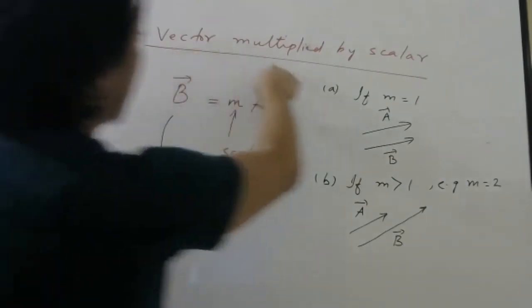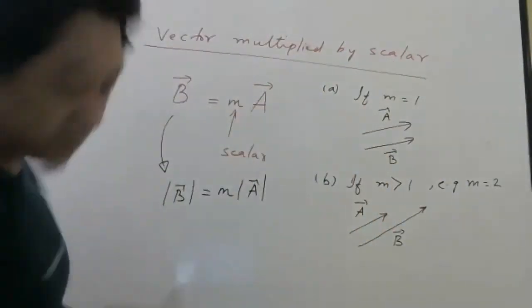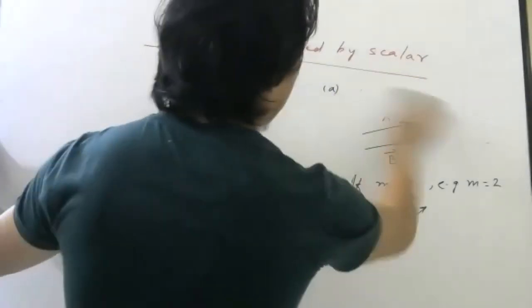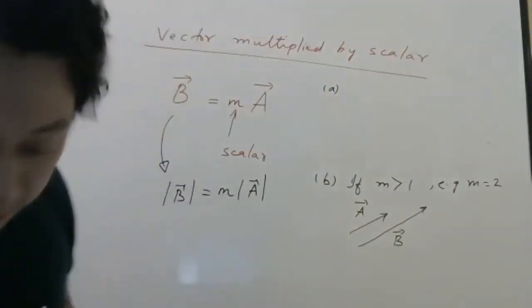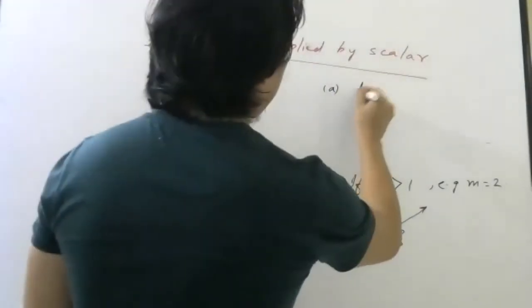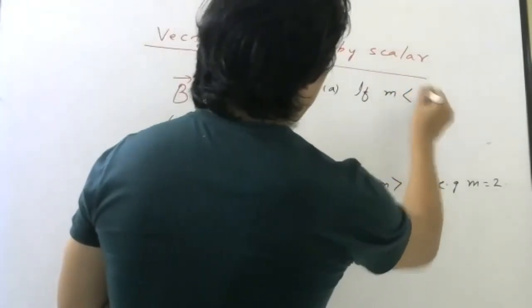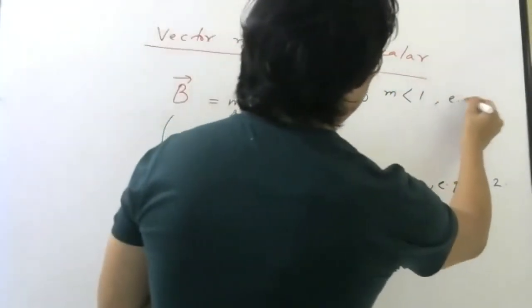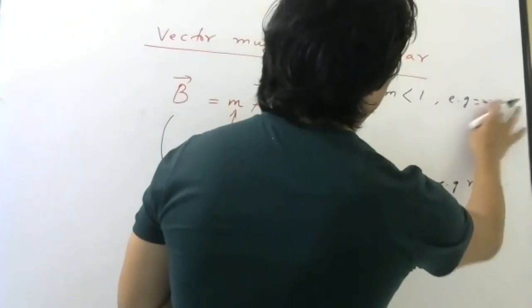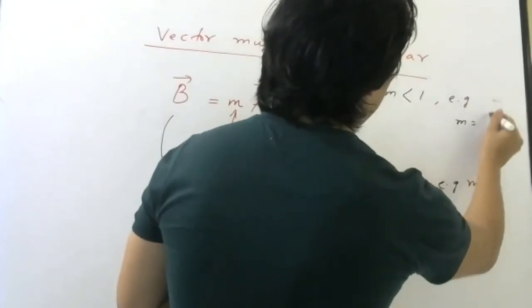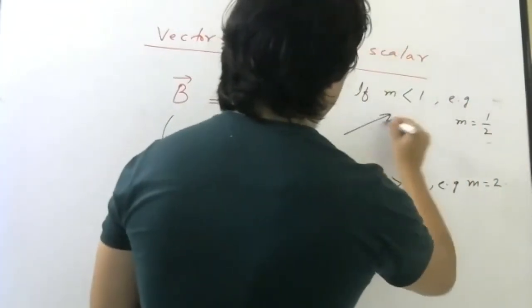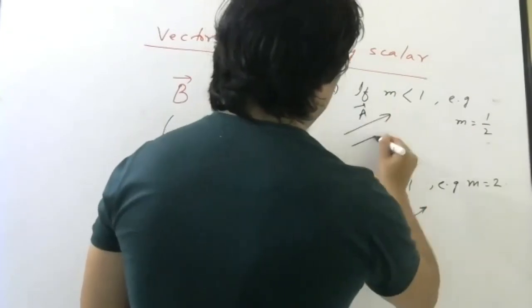This is vector multiplied by scalar. Part C, you see. If M is less than 1, for example, M is half, then what will happen? If this is A bar, B bar will be this much.